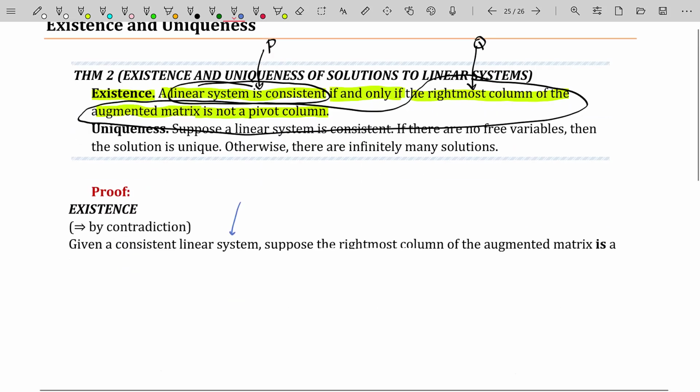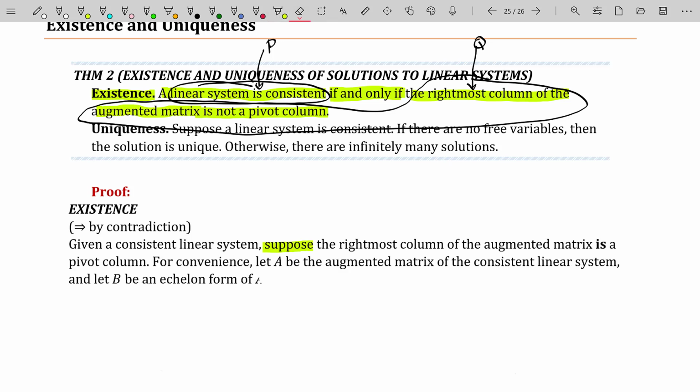So suppose that we've been given a consistent linear system, and also suppose, that's a key word here, we're going to suppose the rightmost column of the augmented matrix is a pivot column. Now, for convenience, we're going to let A be the original augmented matrix of the consistent linear system, and we're going to let B be any echelon form of A. That's just going to be important as we move forward.